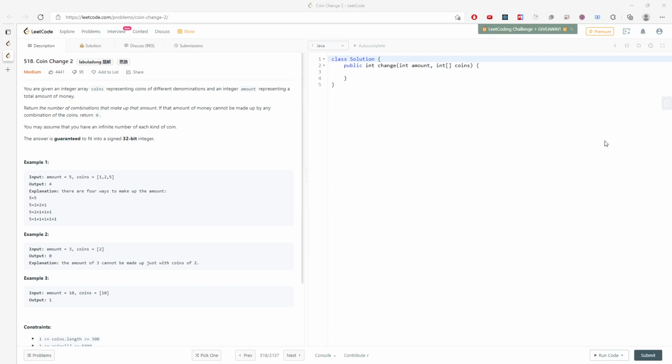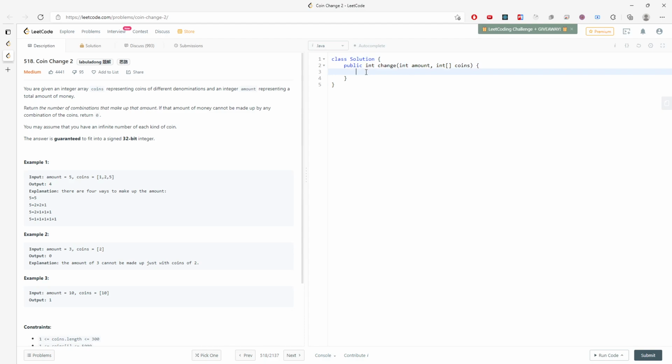Hi, so let's talk about coin change two. You're given an integer array coins, representing coins of different denominations, and an integer amount representing the total amount of money. You have to return the number of combinations that make up the amount. If the amount cannot be made, just return 0.